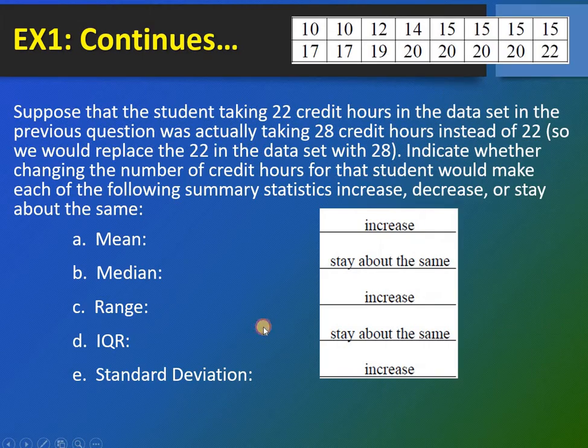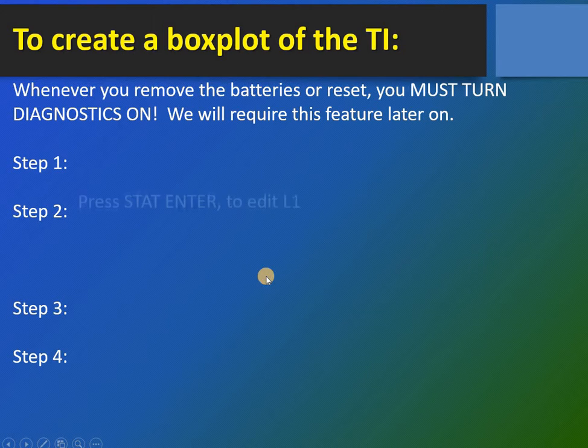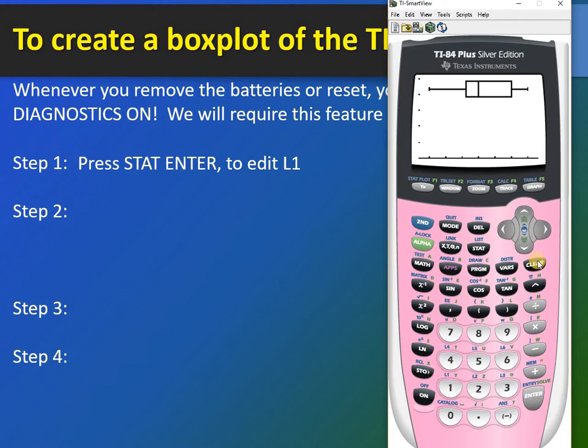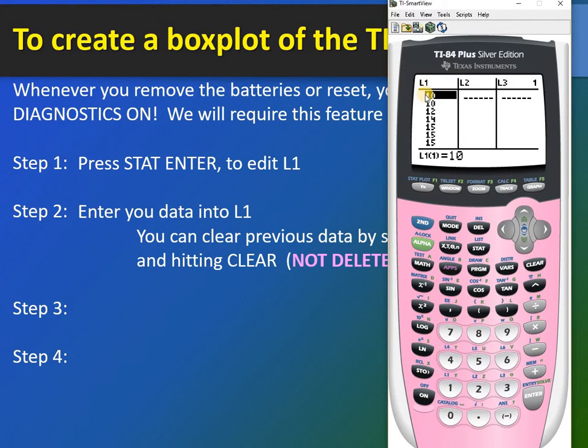So if you need to see these written down, basically what you first did is you went to stat. You don't need to write this down. If you want to write this down, it's already posted. But I'm literally telling you, hit stat, enter. Then you're going to put your stuff into your list. Don't hit delete, hit clear.